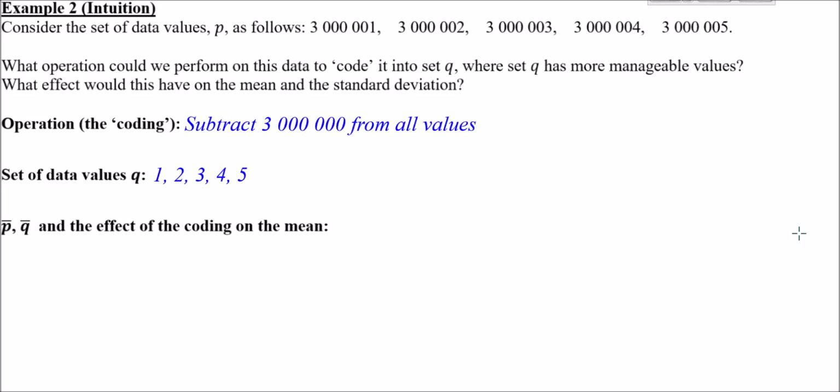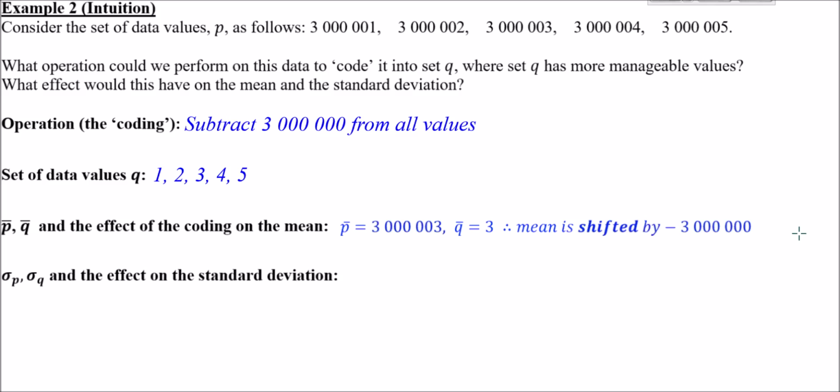So pause the video now and just calculate this yourself. Okay, if you've done that, let's see if you agree. The mean of P was 3,000,003, whereas the mean of Q is just 3. So the mean's been shifted by minus 3,000,000. We've taken away 3,000,000 from the original mean. So if we subtract a certain number or add a certain number to all values, the mean is changed by that same amount.